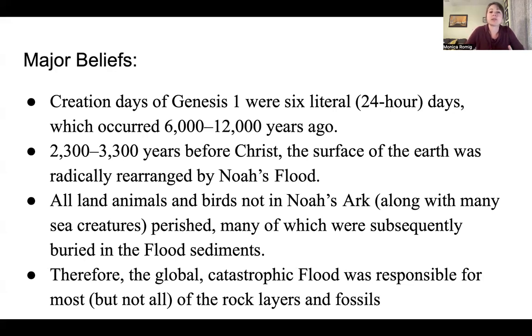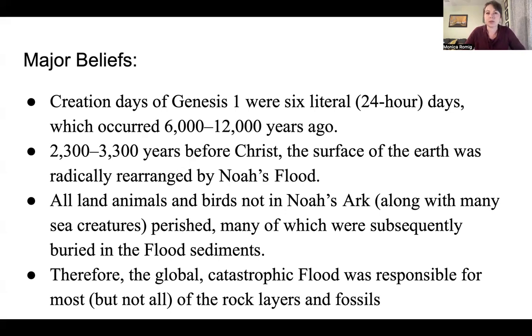They would say that the creation days of Genesis 1, day 1, light and dark, day 2, sea and sky, that framework we went through, they would say they were 6 literal 24-hour days, and that occurred somewhere between 6,000 to 12,000 years ago. So that's where you get the 6-day, because they would say each day is a literal 24-hour day, and the idea of a young Earth, that the Earth itself did not exist, let's say 13,000 years ago, and it was within the last 12,000 years that everything you see around you came into existence.